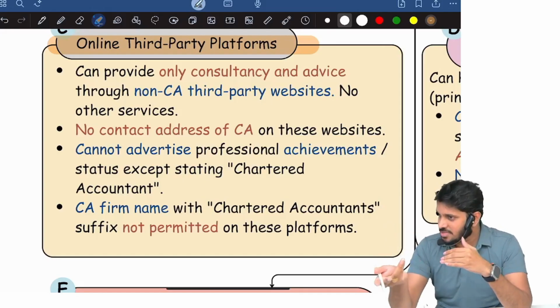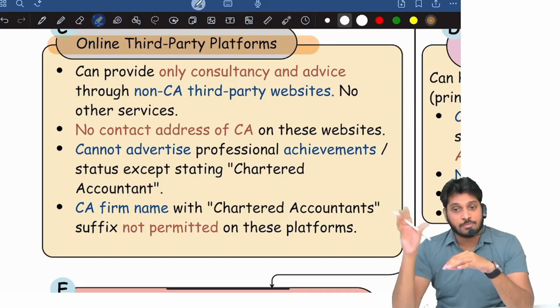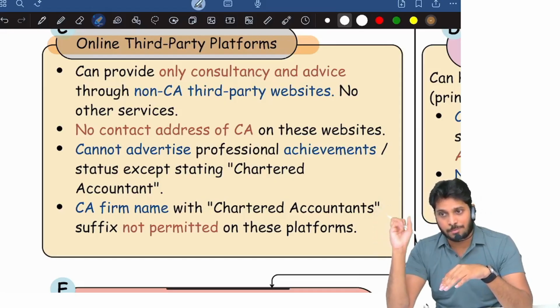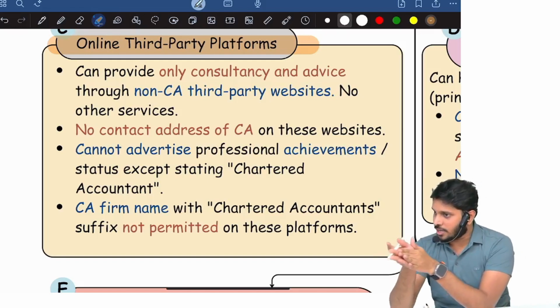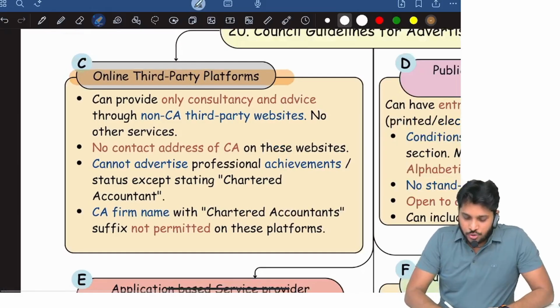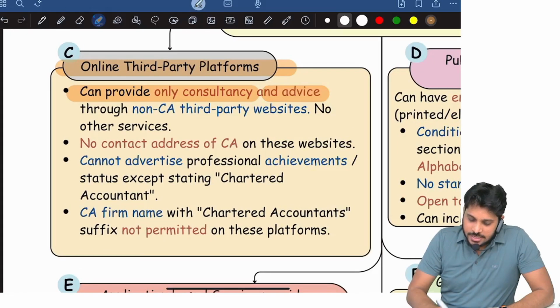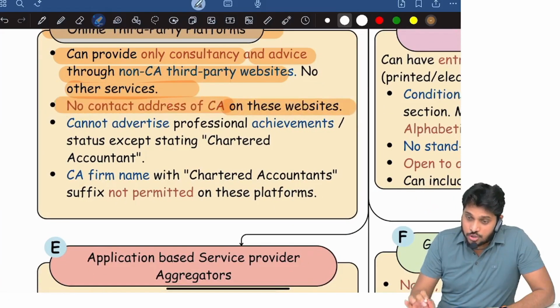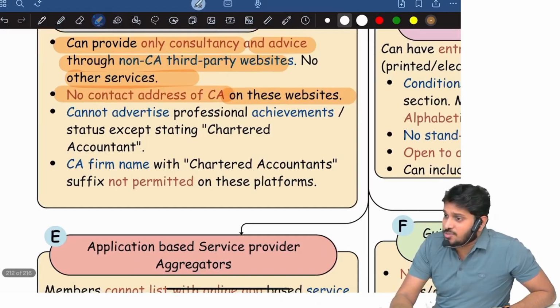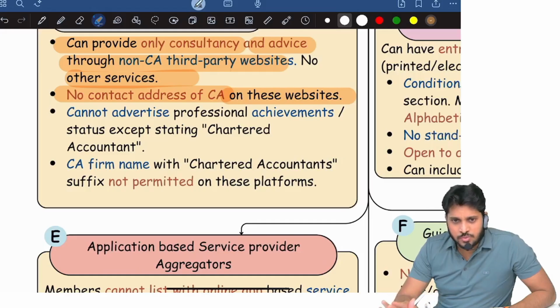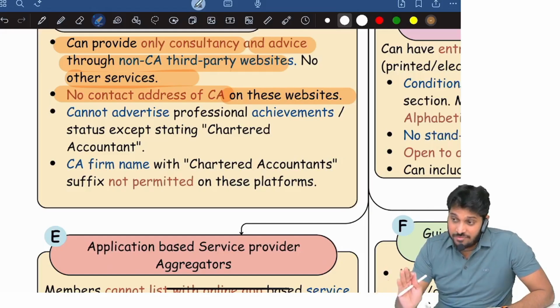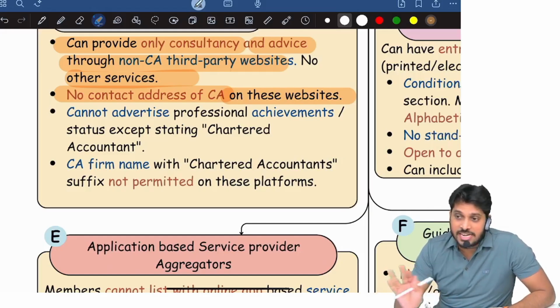Like that, for professions, if at all any platform is developed, for example, Urban Company is there. That's for services, carpenters, plumbers, everybody. Tomorrow Urban Company is launching some other brand, for example, UC professional services, something like that. In that you should not register. You can provide consultancy and advice through non-CA party websites. No other service, no contact address of CA should be mentioned. For example, you see the Taxman website, there experts will reply to you, they will only mention chartered accountants will reply. Even if at all they mention CAs will reply, they won't mention any names.